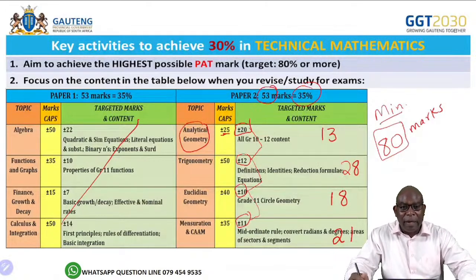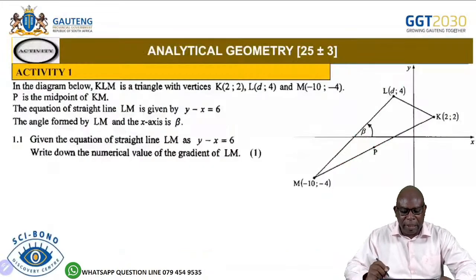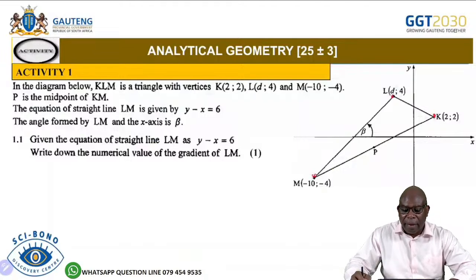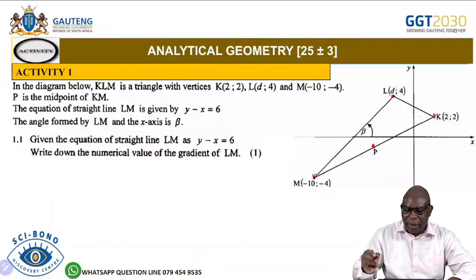Here's the story. In the diagram below, KLM, I see there's a triangle KLM there. It's got its vertices, 1, 2, 3, these are called vertices. P, they say, is a midpoint. Now I've been told that P is a midpoint, then what do I know? I go to my formula sheet and check. Oh, midpoint, I've got a formula. No problem. If they ask me that question, I'll be able to do it.